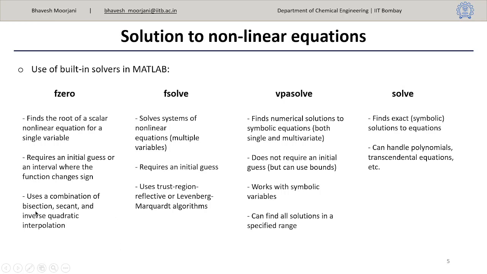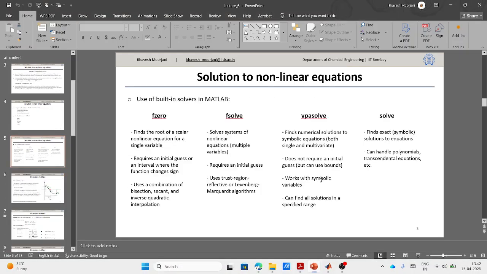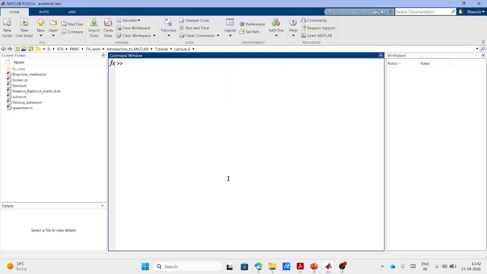Don't worry about these methods. We will just touch upon some aspects of bisection and the Newton-Raphson method. Then you will understand. Okay? So let's look at an example of the fzero command in MATLAB first. Whenever you are encountering any new command or function in MATLAB, what I would like to do is understand its manual through the help function. So I will write help fzero and see how MATLAB recommends its use.